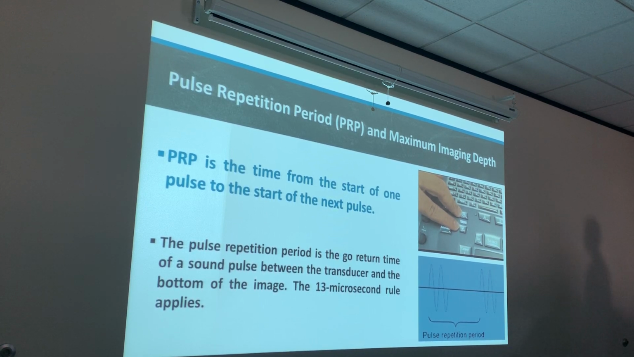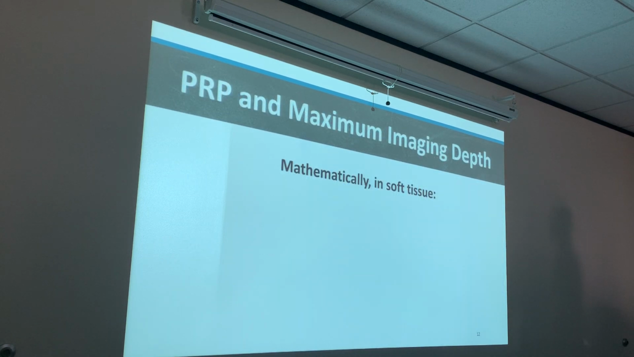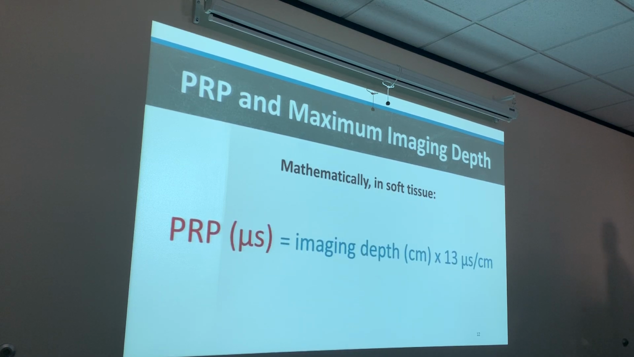Okay. So, between the transducer and the bottom of the image, the 13 microsecond rule will apply if we know the PRP as well. We have a formula for that right here, guys. So mathematically in soft tissue, the PRP is equal to the imaging depth times the 13 microsecond rule, times 13 microseconds per centimeter.